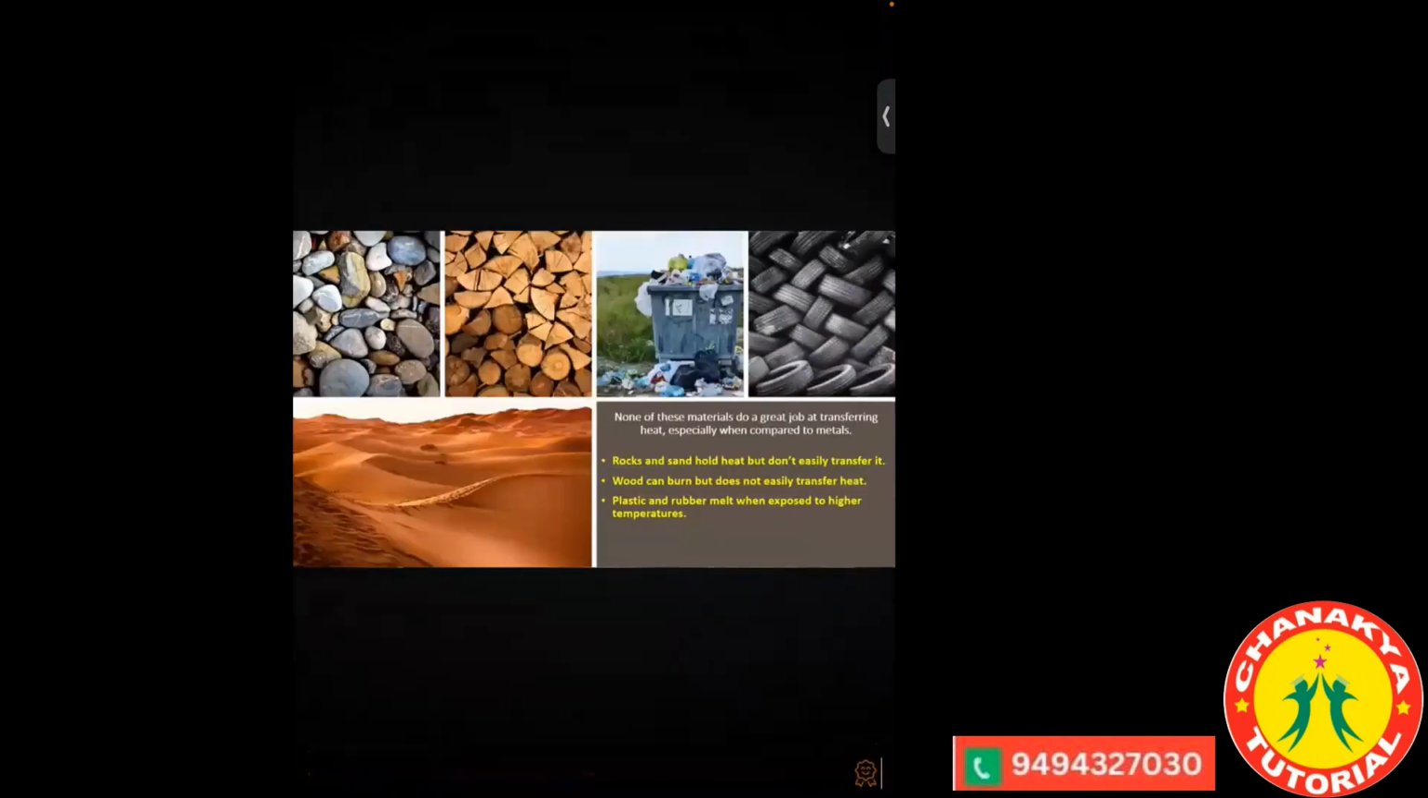In contrast, materials such as plastic, rubber, wood, sand, and rocks are not as effective at heating up. So we know very well if I use sand or a rock, they will not transfer the heat energy, because they are bad conductors of heat. Whereas wood can burn but does not transfer the heat easily. You might have seen, if we try to burn wood, it will take time. It will burn, but it will take time. At the same time, when you use paper to burn, it will burn within seconds.